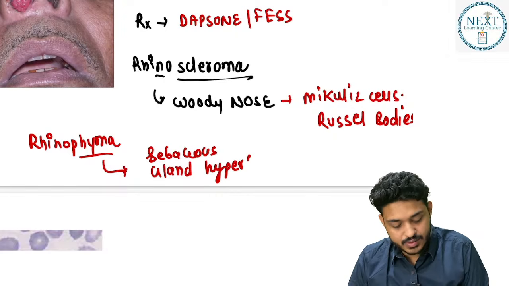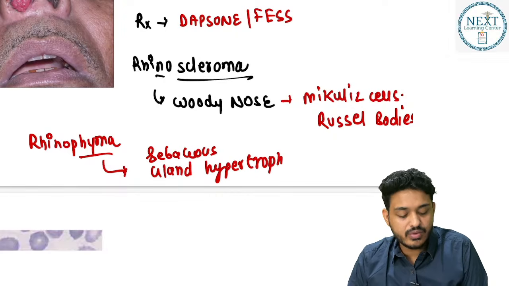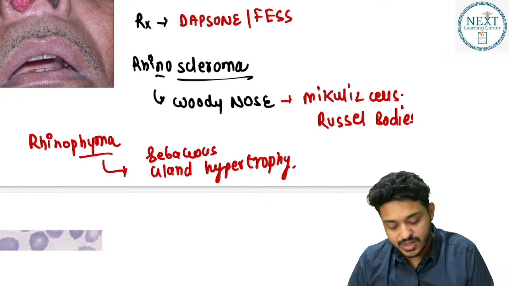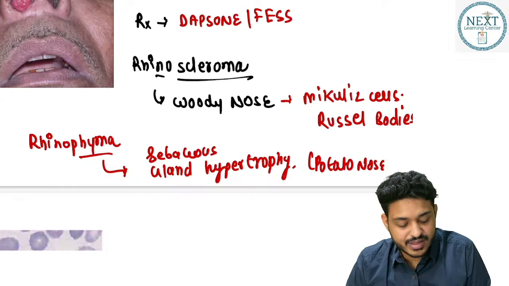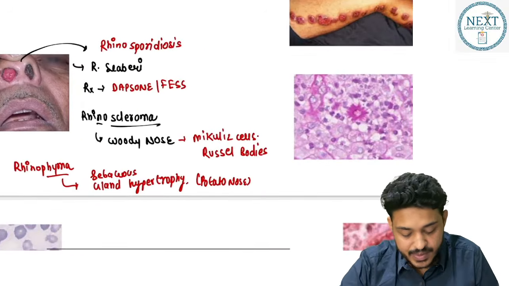This is known as what? This is known as rhinophyma, right? Rhinophyma, also known as potato nose. Potato nose, right? So that is a different entity. You just need to remember these things, right?